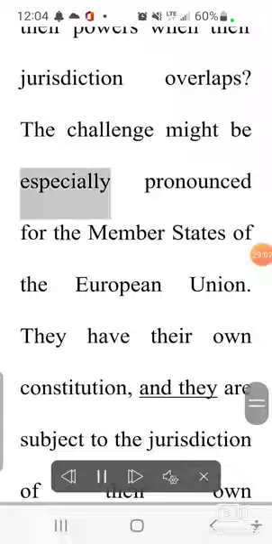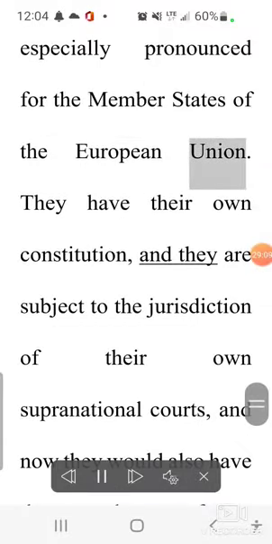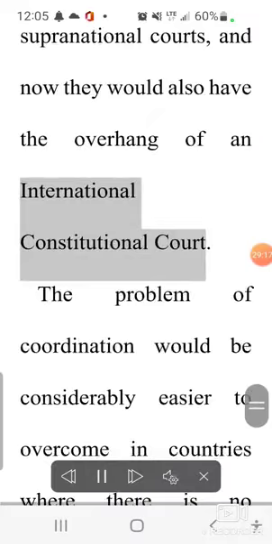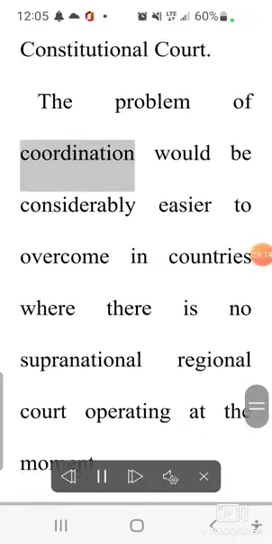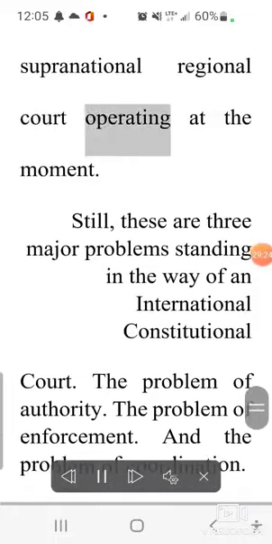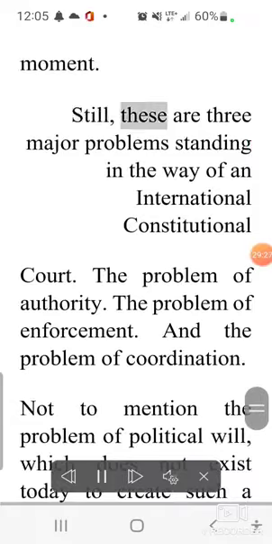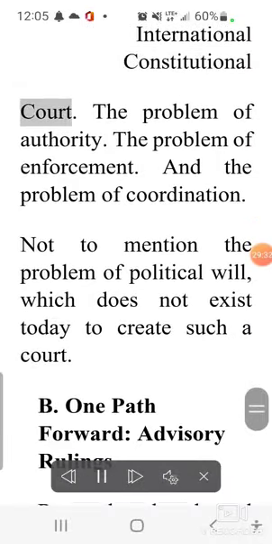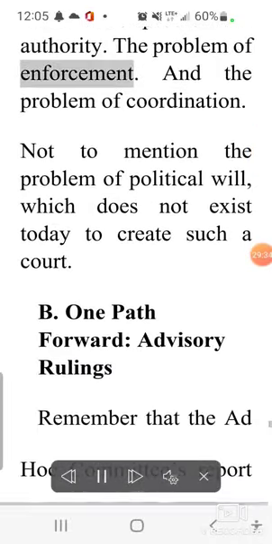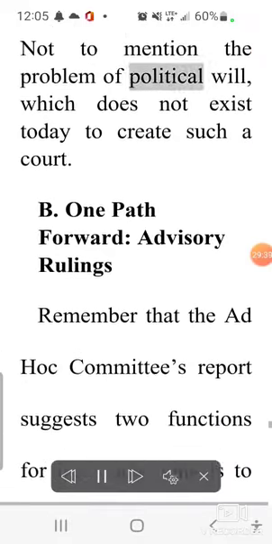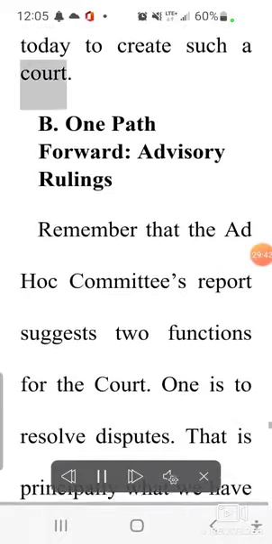The challenge might be especially pronounced for the member states of the European Union. They have their own constitution, and they are subject to the jurisdiction of their own supranational courts, and now they would also have the overhang of an international constitutional court. The problem of coordination would be considerably easier to overcome in countries where there is no supranational regional court operating at the moment. Still, these are three major problems standing in the way of an international constitutional court. The problem of authority, the problem of enforcement, and the problem of coordination. Not to mention the problem of political will, which does not exist today to create such a court.